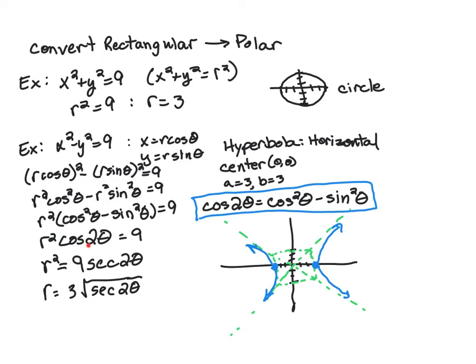And if I divide both sides, the point is to solve for r, right? So I'm going to divide both sides by the cosine of 2 theta, which gives me the secant of 2 theta on the other side. Take the square root, and I end up with r equals 3 square root of the secant of 2 theta, and that is a hyperbola.